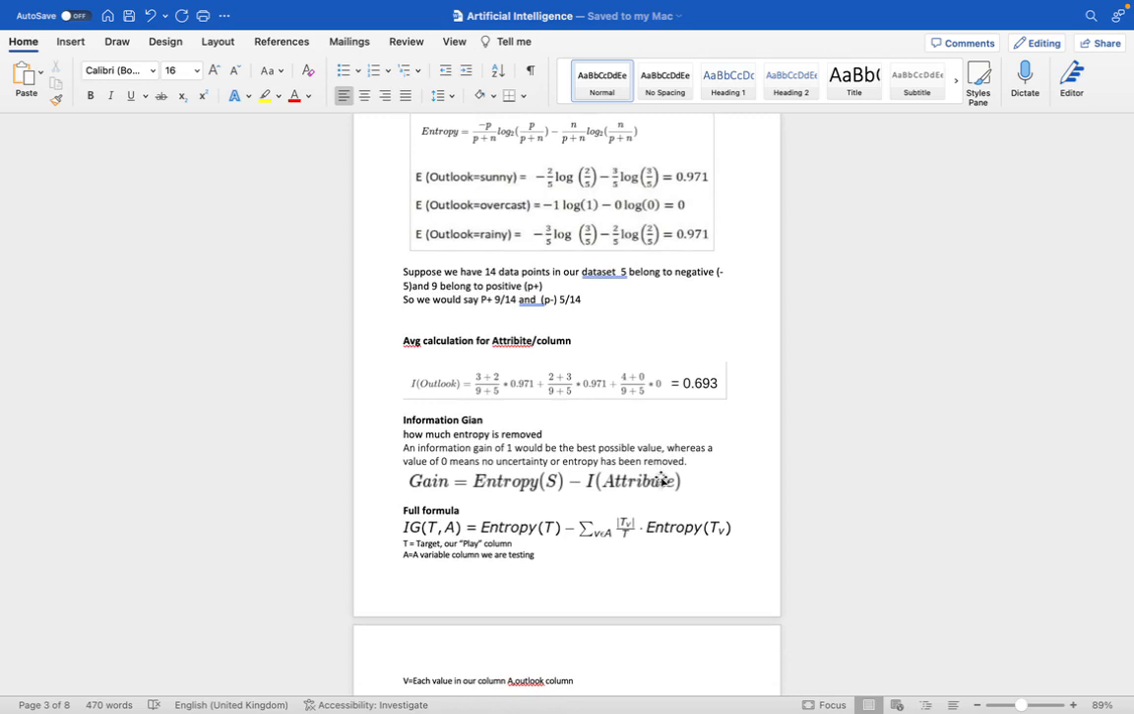Another concept that comes in machine learning, I mean in the decision tree, is called information gain.